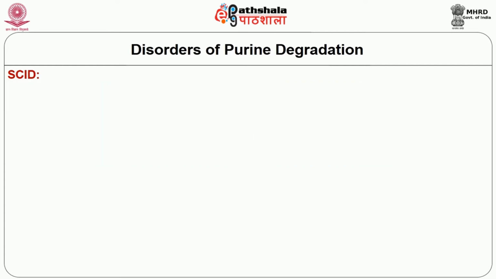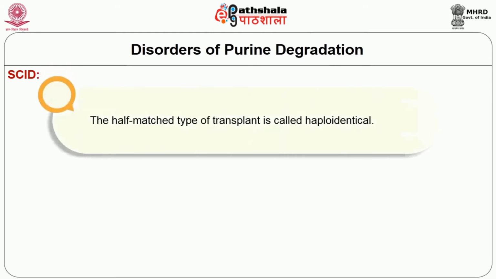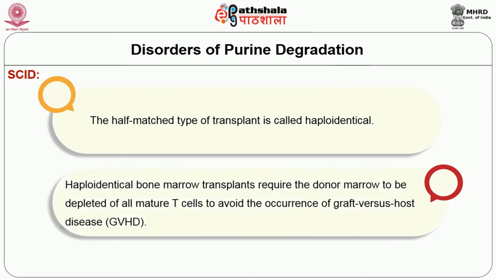The most common treatment for SCID is bone marrow transplantation, which has been successful using either a matched, related or unrelated donor or even a half-matched donor, which could be either of the parents. The half-matched type of transplant is called haploidentical. Haploidentical bone marrow transplants require the donor marrow to be depleted of all mature T cells to avoid the occurrence of graft versus host disease or GVHD.